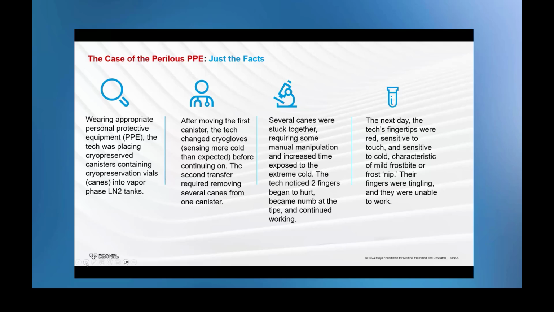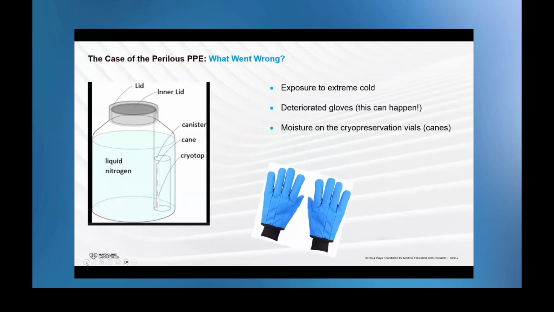into the tank, and then noticed their hands getting colder because they were holding it longer. Two fingers began to hurt, ultimately becoming numb, yet they continued working. The next day, that tech's fingertips were red, sensitive to touch and sensitive to cold. And this is what we might call frost nip. And their fingers were tingling and they were unable to work. So, what went wrong here?